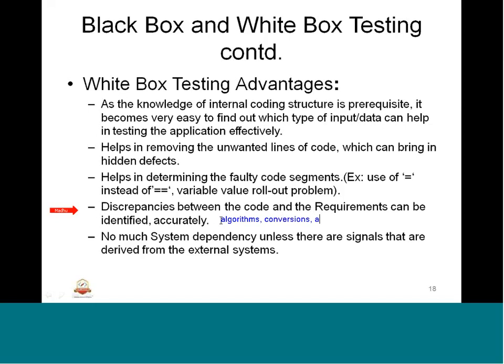Some of the ADCs, what is getting used, and representations, tolerances, because tolerances are defined directly in the requirements, like it could be plus or minus some percentage, n percentage, for example. These are defined directly in the requirements, so it is good to have knowledge of requirements, and we know what code should be there for that requirements particularly. So all this can be found out with the help of white box testing.